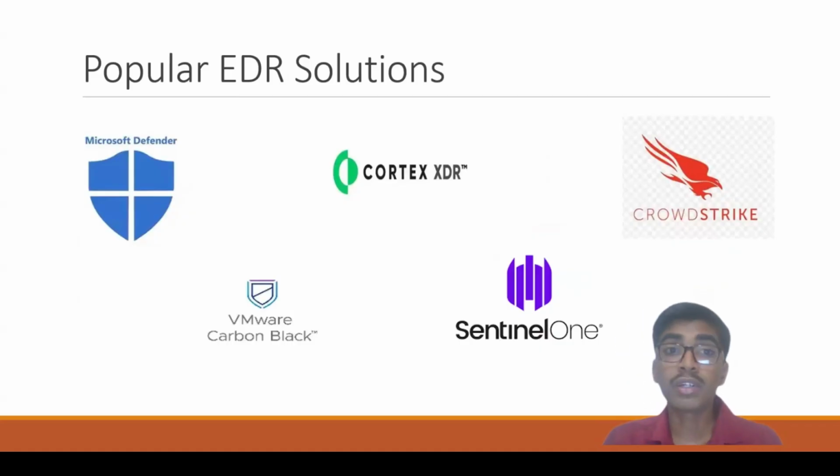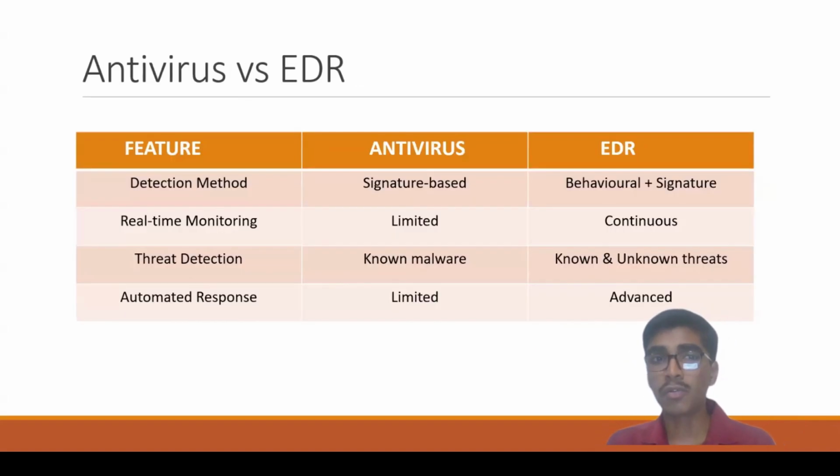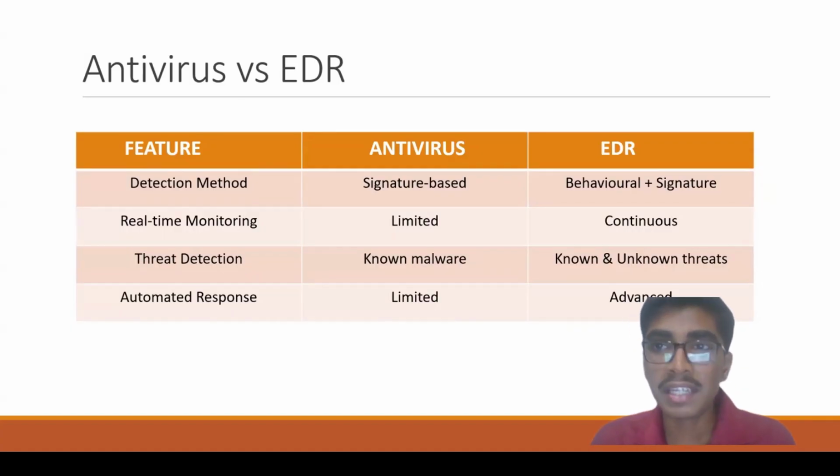Next, let's talk about the popular EDR solutions available in the market: Windows Defender Endpoint, Cortex XDR, CrowdStrike, one of the important names, and SentinelOne. These are various examples of EDR. Next, let's talk about how EDR works versus how antivirus works, because, as I told you, they look similar. Though they look similar, they are different in their working, as we will see in detail.